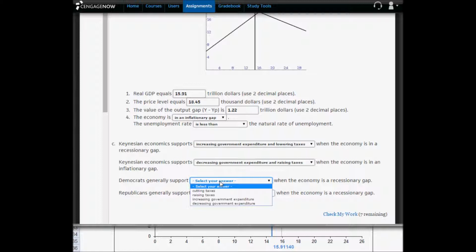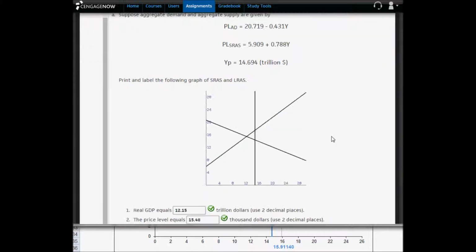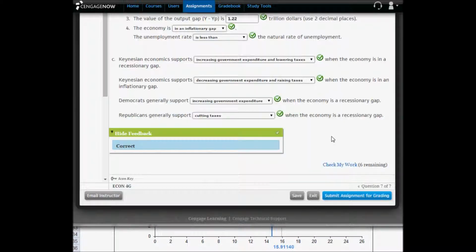Democrats generally support increasing government expenditure when the economy is in a recessionary gap. Republicans generally support cutting taxes when the economy is in a recessionary gap. Now I'm going to check my work and we should get everything correct. And we do.